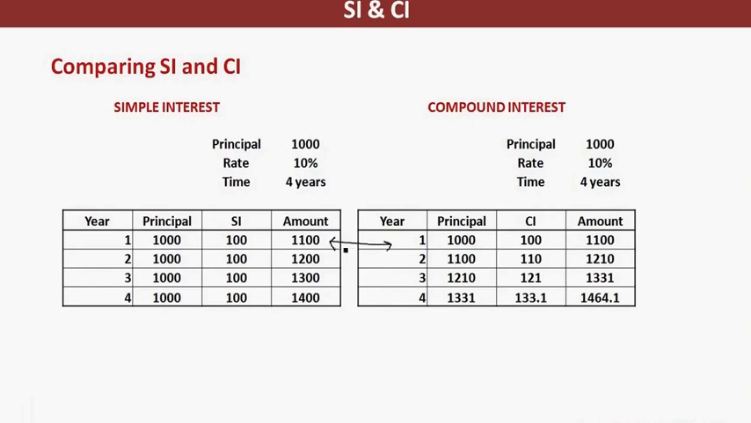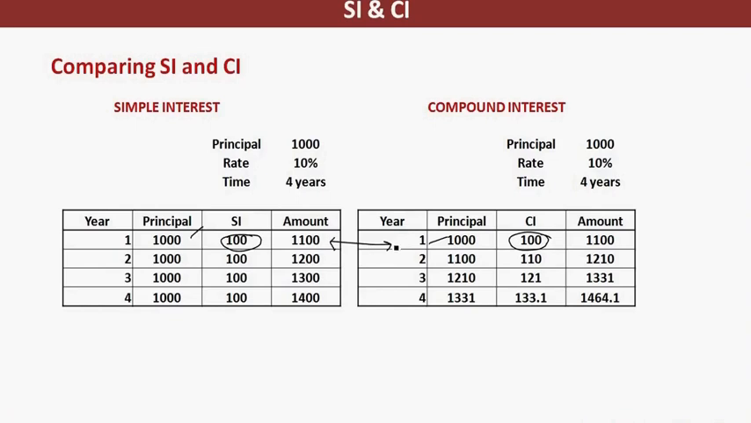If I compare both of them side by side, I have invested 1,000 rupees in both cases at 10% for 4 years. I look at the final amount. In the first year, the amount is the same. The interest is also the same, the reason being the principal amount was the same. The difference starts from the second year. So if you have to invest for 1 year, whether you invest at SI or CI hardly matters because you will end up with the same amount.